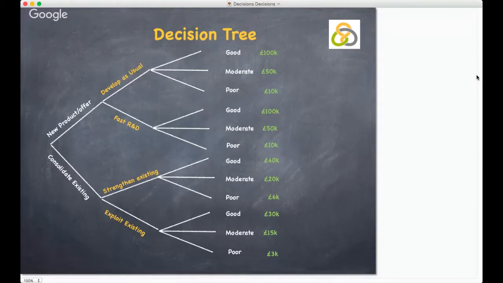Now it's time to evaluate the tree in terms of how much we might be able to generate from these particular solutions. So our best guess for developing as usual, our best case scenario, we would look at £100,000 coming in. Our worst case scenario, perhaps 10,000. And if we looked at a moderate figure, then that's probably sitting at around 50,000.